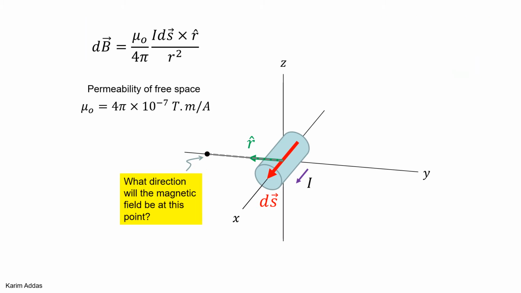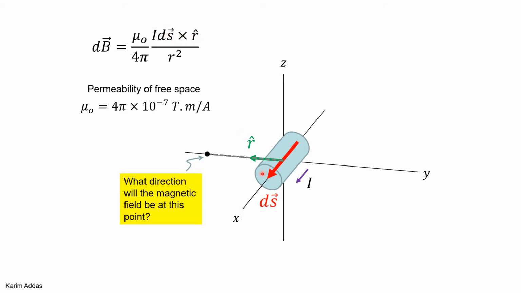And let's ask the question, what would the direction of the magnetic field be at this point due to this current element only? So the direction of this vector is given by the direction of ds cross r hat, because I is just a constant, mu naught is a constant, 4 pi is a constant, r squared is a constant. I mean, it's a number. For this particular point, it's a number. So the thing that gives the direction is ds cross r hat.